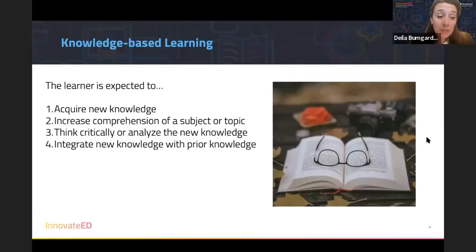We're also expecting them to think critically and analyze that new knowledge that we've given them to acquire and to integrate it into their prior knowledge.